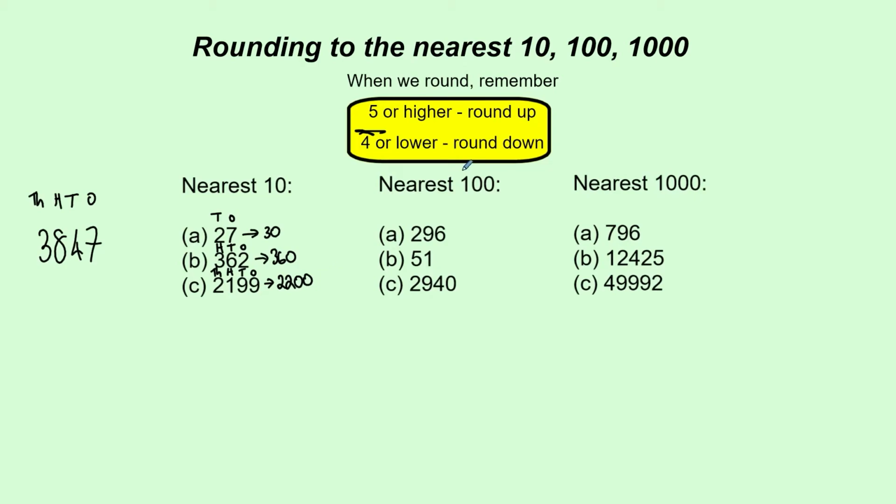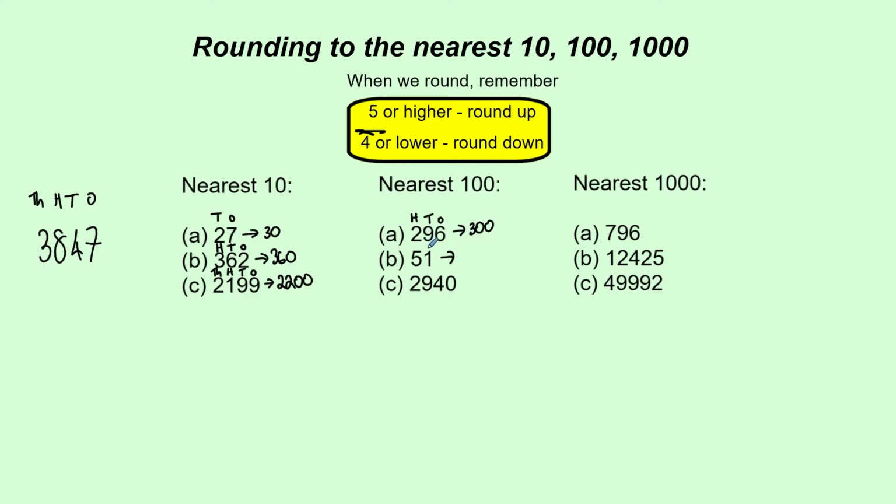On to the next set, rounding to the nearest 100. So we've got our ones, our tens, and our hundreds. Here, for our nearest 100, we're saying, is it going to be closer to 200 or 300? Well, let's look at the number after the hundreds column. That's the tens. That's a 9. That means we round up. So we're going to go up the way. So if we're saying is it going to be 200 or 300, it's going to go to 300 here.